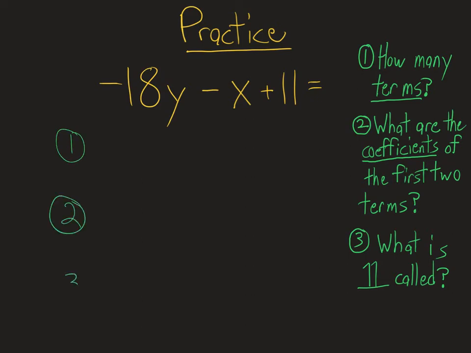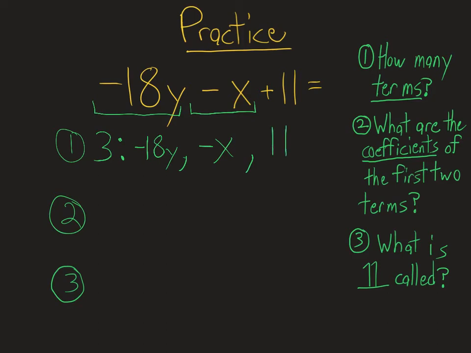Okay, hopefully you've paused and you've already worked this out. Number 1, how many terms? There's 3 terms, okay? If we were going to list them, there's the first one, negative 18y. I'll put a comma to separate. Second one, negative x. Notice I'm keeping the sign with the term. It matters, okay? It's not just an x, it is a negative x. And then here we can write 11 because positive is always assumed. Since it says plus 11, we know it's a positive 11. Those are the three terms.